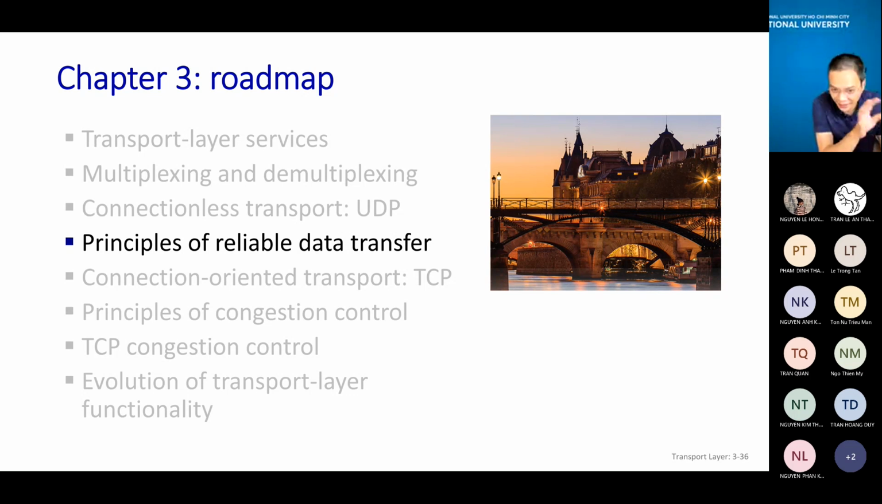Ad hoc communication, right? But in most other cases, we need our data transfer to arrive at the receiver's end 100% correct. Everything persists, everything is consistent. So the idea is we have to build something that is reliable.